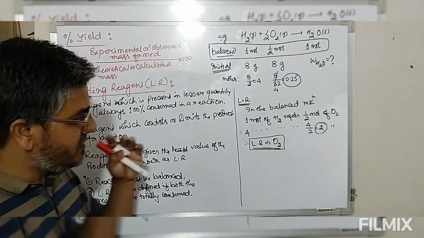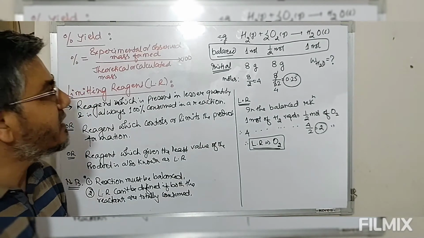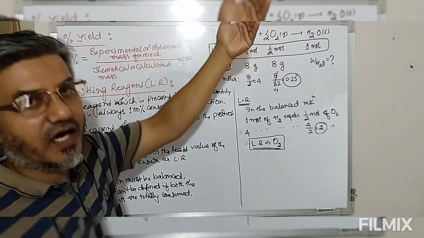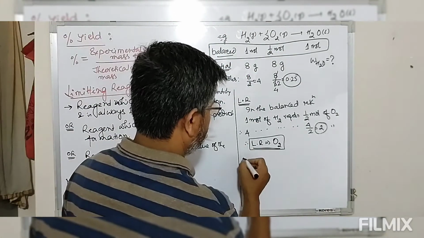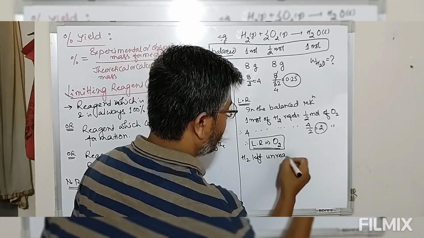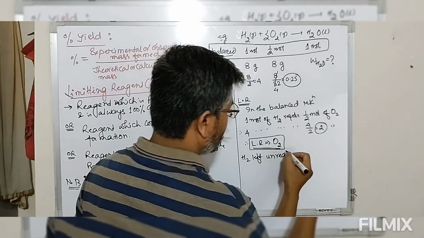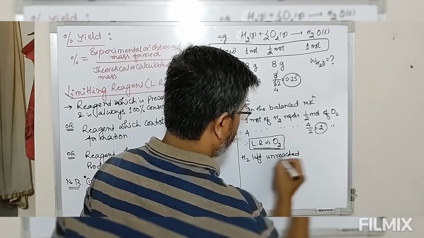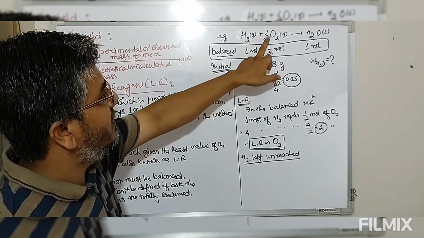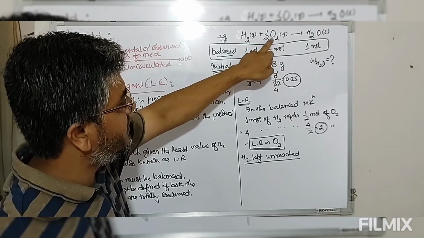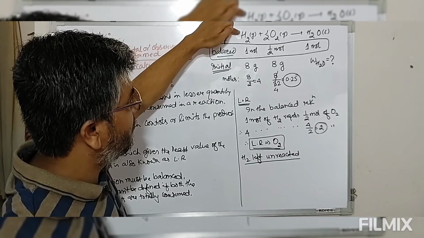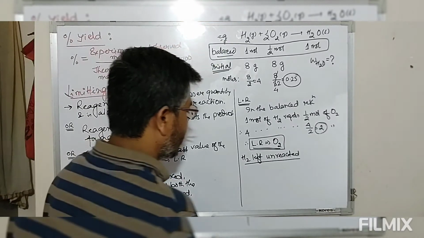So if this is the limiting reagent, then let's define how much hydrogen is left unreacted. Because oxygen is the limiting reagent, hydrogen is present in excess quantity and is left unreacted. Now again look at this. In this balanced reaction, for every half mole of oxygen, we require 1 mole of hydrogen gas.